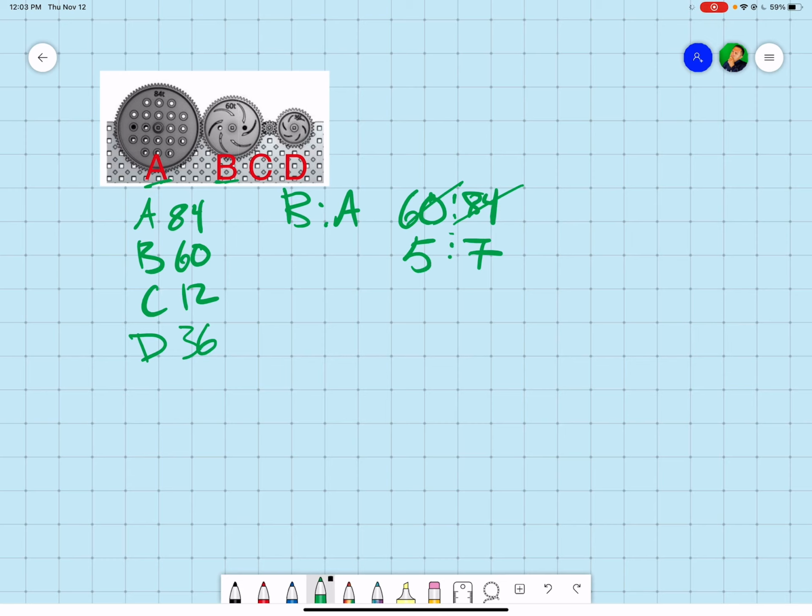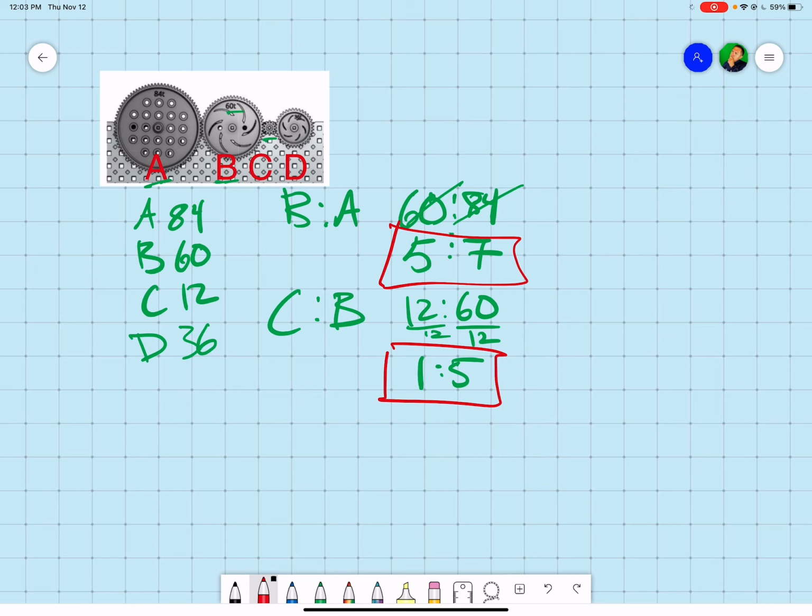All right. So next up, we got gear ratio of C to B. That gear ratio of C to B is going to be 12 to 60. Again, we can divide both of them by 12, and we get a gear ratio of 1 to 5. All right, so there we go so far, 5 to 7 and 1 to 5.